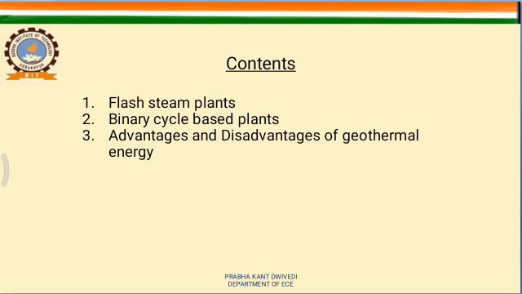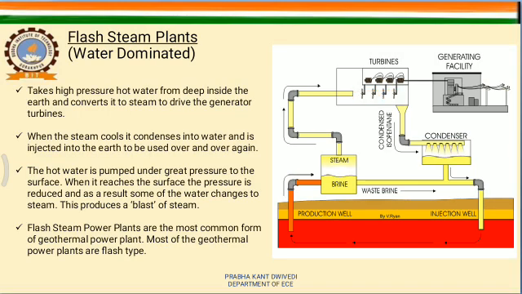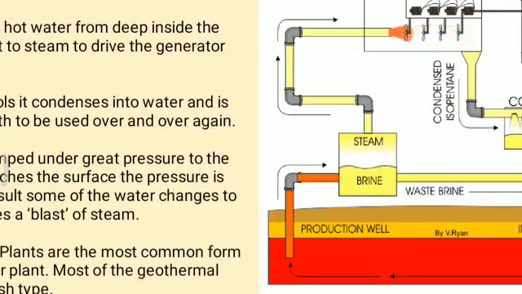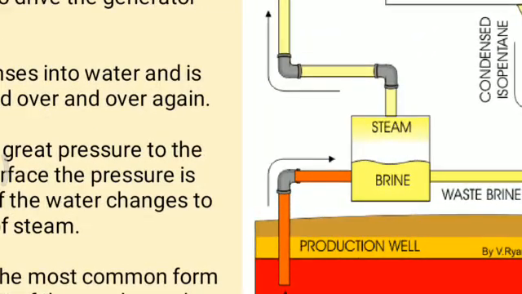In the previous video we have seen the vapor dominated system. In the vapor dominated system, the steam is pulled out directly from the ground, but there are places where steam is not available. We can find only hot water. At such places, a water dominated system is used, which is the flash steam plant. The flash steam system is the same as the vapor dominated system, but an additional block is there, which is the flash exchanger.